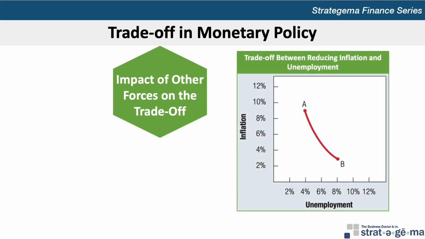This trade-off is illustrated in this graph. In this scenario, the Fed can use a very stimulative loose money policy that's expected to result in point A, say 9% inflation and 4% unemployment. Or it can use a highly restrictive tight money policy that's expected to result in point B, 3% inflation and 8% unemployment. Alternatively, it can implement a compromised policy that will result in some point along the curve between A and B.